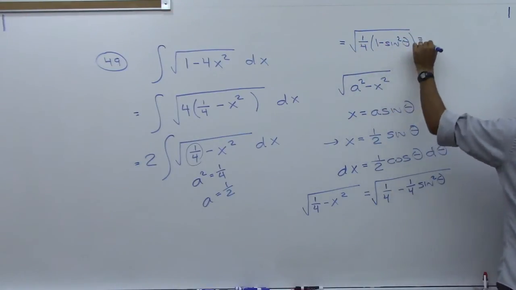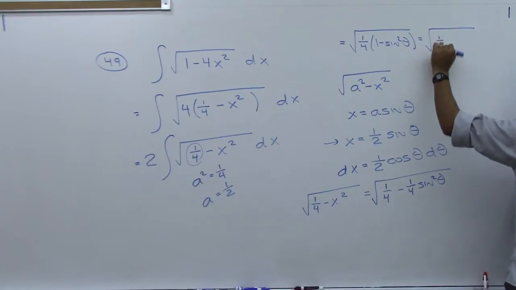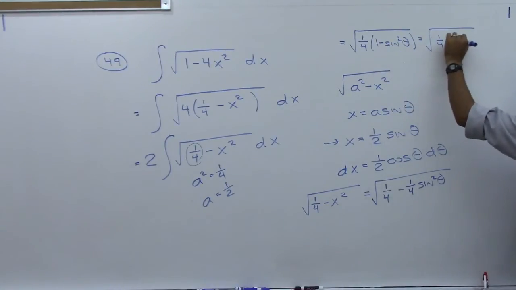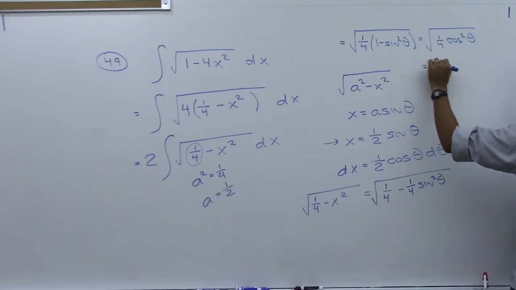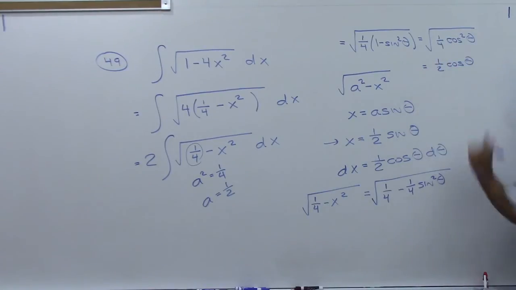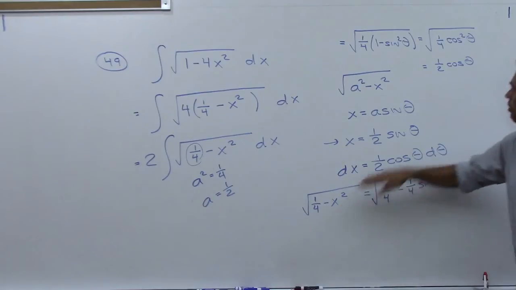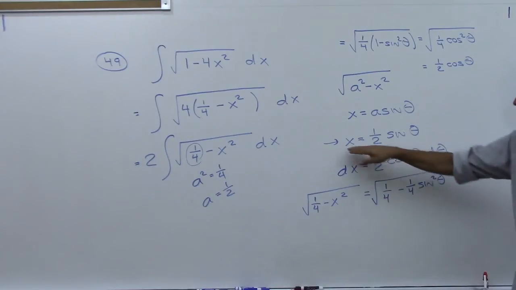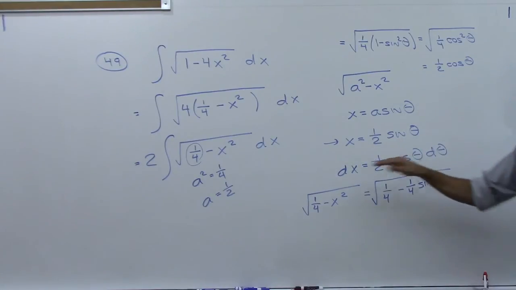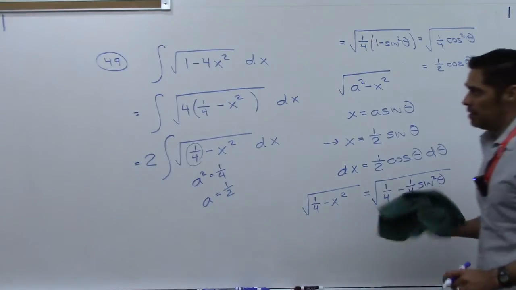And then that's square root of 1/4, and this is cosine squared theta. Now take the square root, you get 1/2 cosine theta. So I will replace this square root with 1/2 cosine theta, I'll replace all my x's with 1/2 sine theta, and I'll replace dx with 1/2 cosine theta d theta.